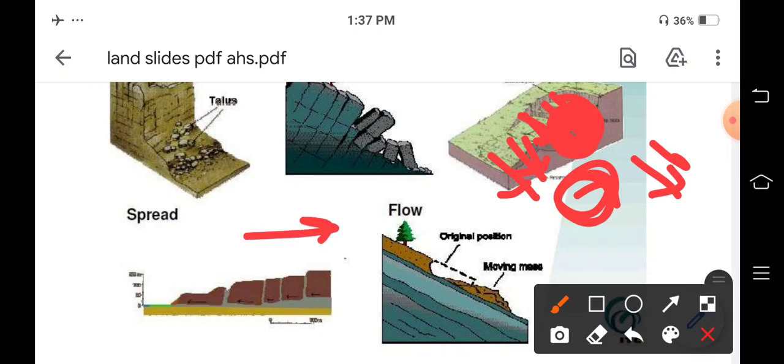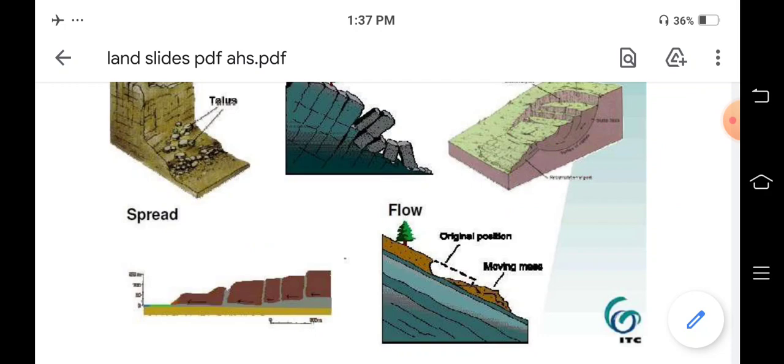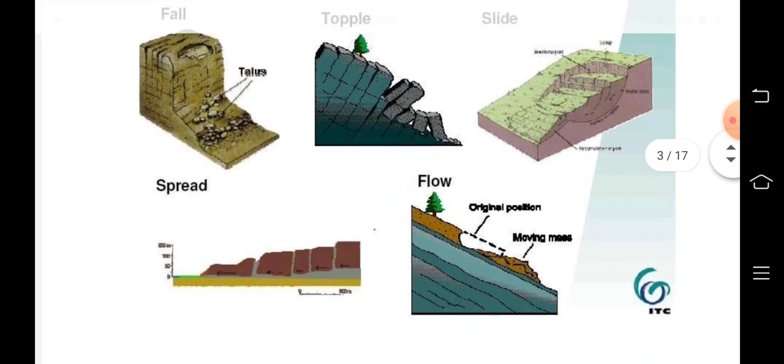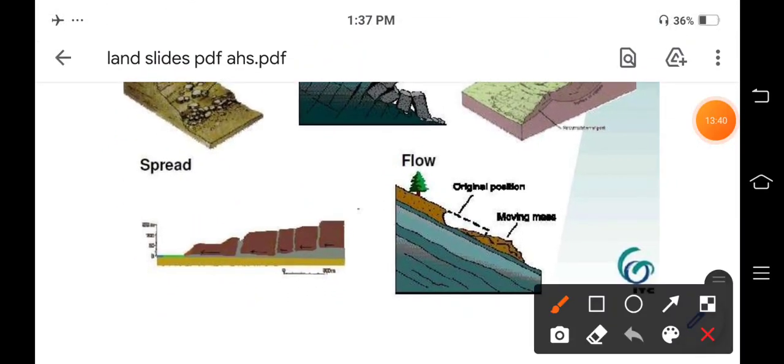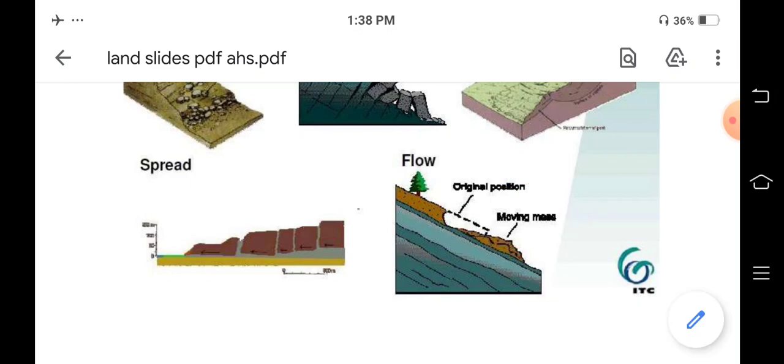Next is called a spread. Spread is the same as a slide. In that, the small particles can be spread in the horizontal direction. Then next is called a flow, which means the movement of debris from a high level point to a lower level point. Here we see this is the original position, and it can flow from this direction to this direction, that is called a flow. This is the original position and the position after moving.